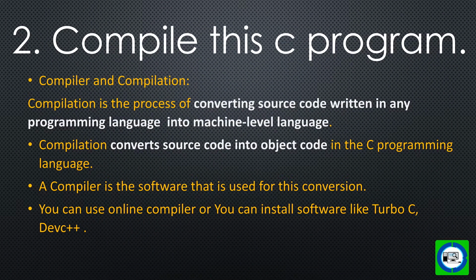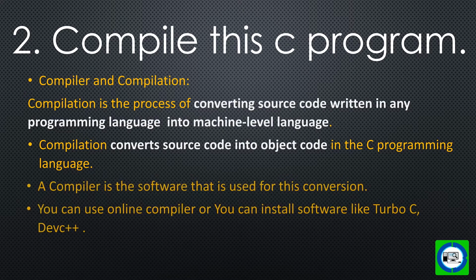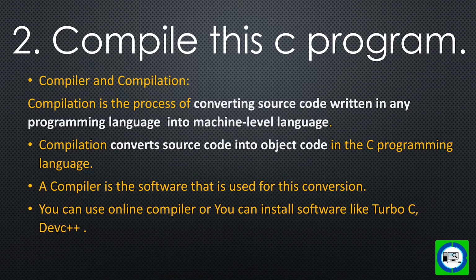Now we will compile the program. Preprocessing, compiling, assembling and linking are the four phases in the compilation process. Compilation is the process of converting source code written in any programming language into machine level language. Compilation converts source code into object code in C programming. A compiler is the software that is used for this conversion. You can use an online compiler or an offline compiler.